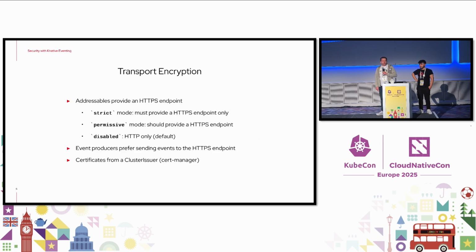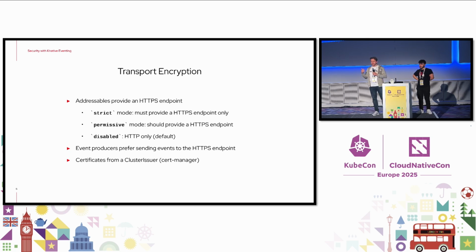Okay, let's start with transport encryption. As said, by default, Knative Eventing does not enforce security or encrypt events. And we all know that as soon as somebody has access to the network, they could potentially intercept those events, and this poses risks. By providing HTTPS endpoints for addressables, addressables now accept TLS encrypted events.